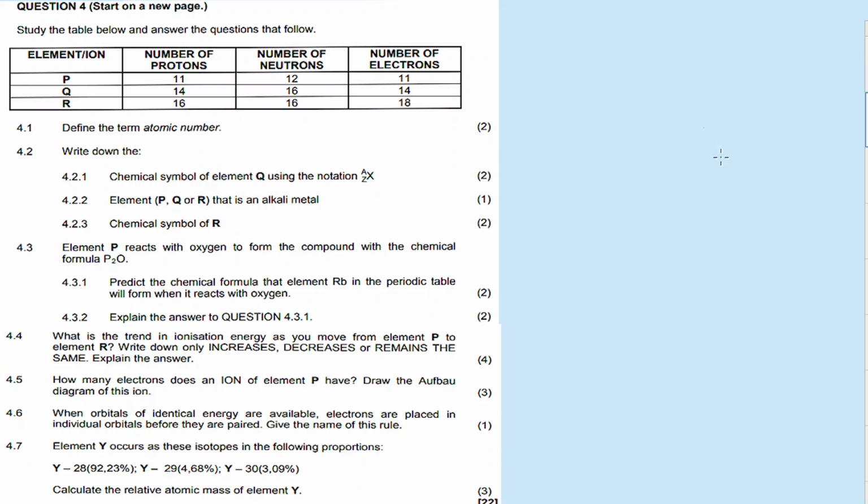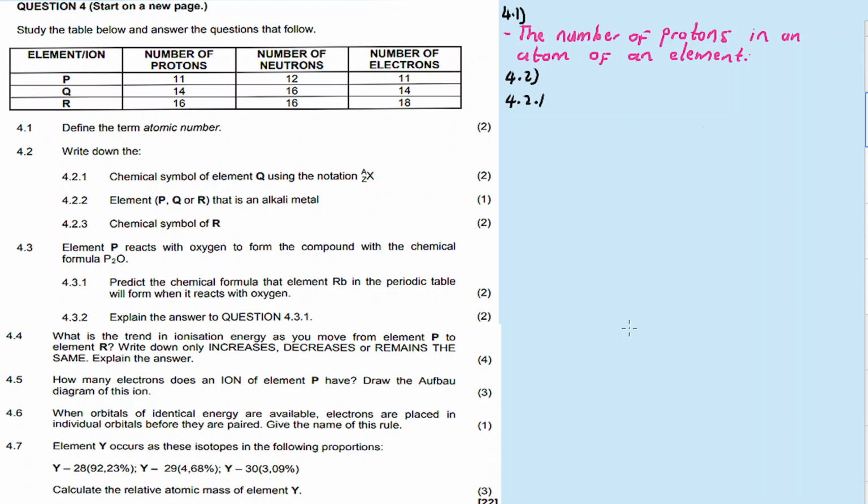Like 4.1, define the term atomic number. The atomic number tells the position of an element as well as the number of protons, right? So the atomic number is defined as the number of protons in an atom of an element. This is the definition of the atomic number. The atomic number also helps identify the position of an element in the periodic table, and it defines the number of electrons.